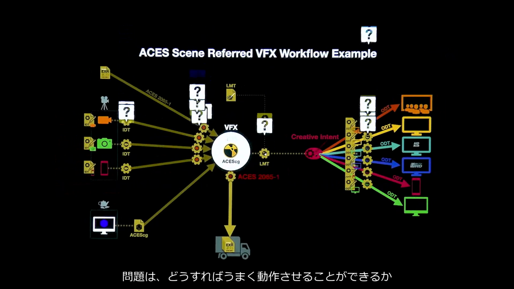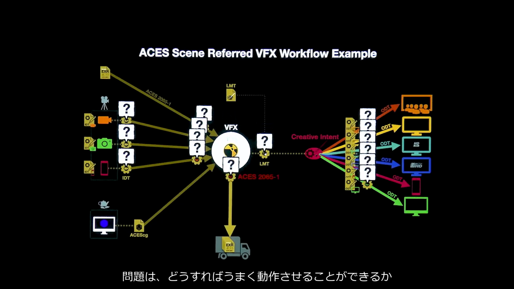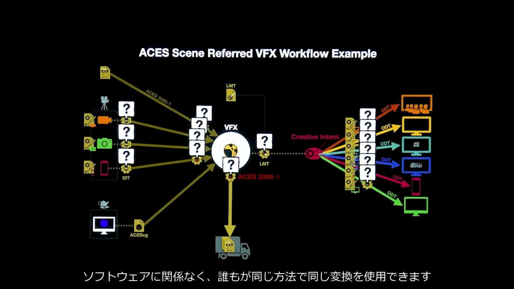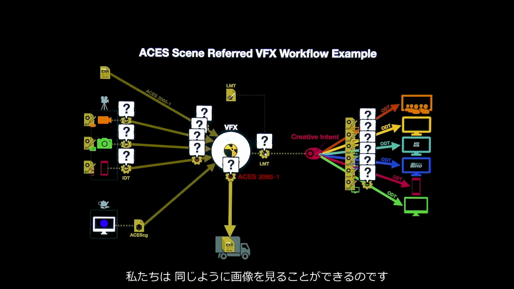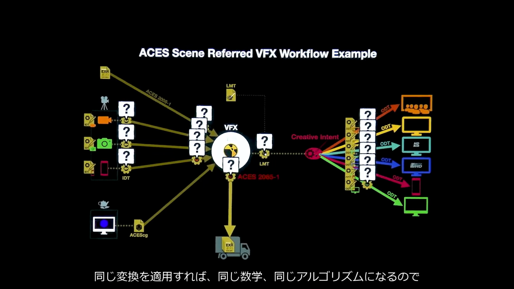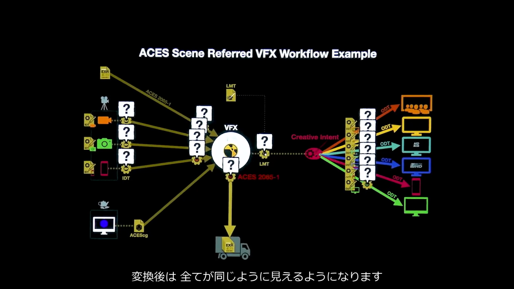So the question now is, how can I make this work? Well, how to make it work is just about transformations. So ACES has a system of transformations that is standardized. So everybody, regardless of the software, is going to use the same transformations in the same way. That's why we're going to look at the image in the same way. Because if we apply the same transformation, the same maths, the same algorithms, everything is going to be looking the same after the transformations.